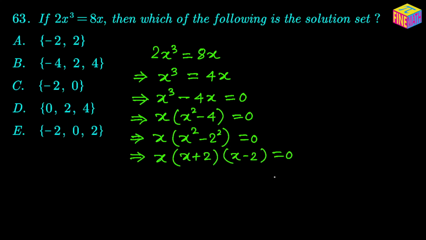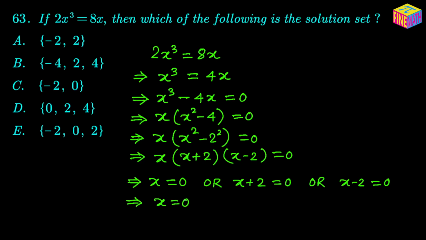And now you see we have 3 possible values of x, because if the product of 3 factors is equal to 0, then each one of them could be 0, right? So from here what we get? We get x is equal to 0, that is one possibility, or x plus 2 is equal to 0, that is another possibility, or x minus 2 is equal to 0, that is a third possibility. So from the first one we have x equals 0, from the second factor we have x equals negative 2, and from the third factor we have x equals positive 2, right? So we have 3 possible values here. Let me underline those: 0, negative 2 and positive 2.